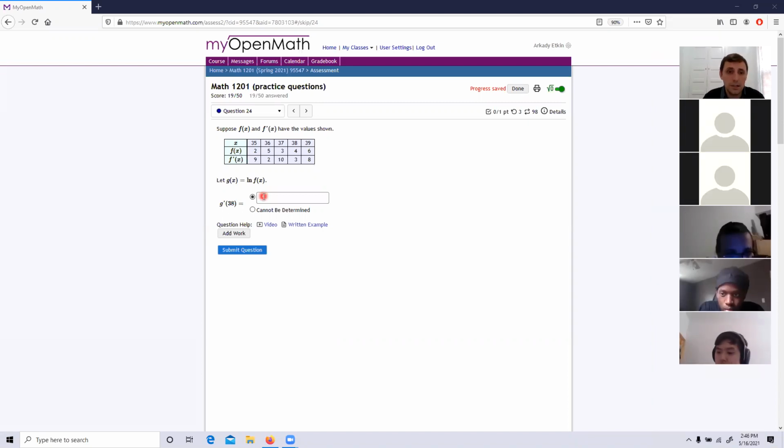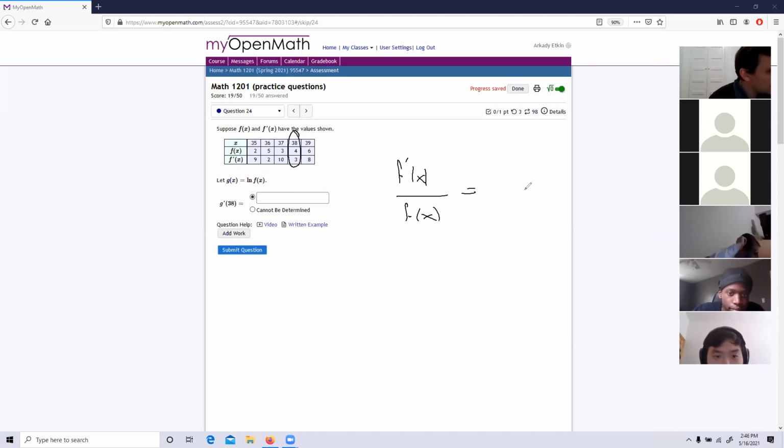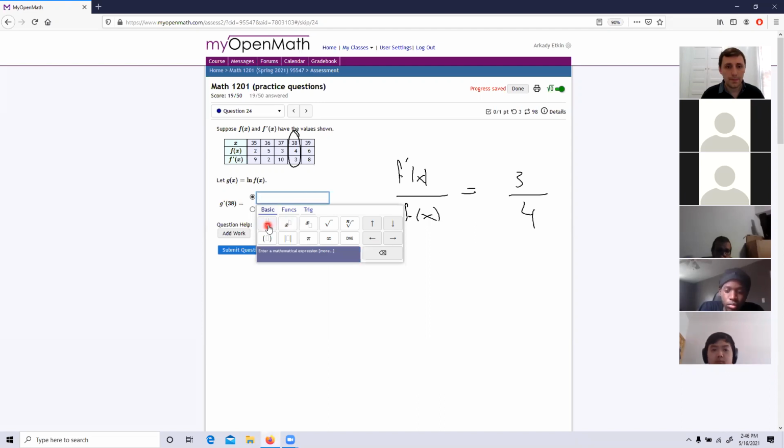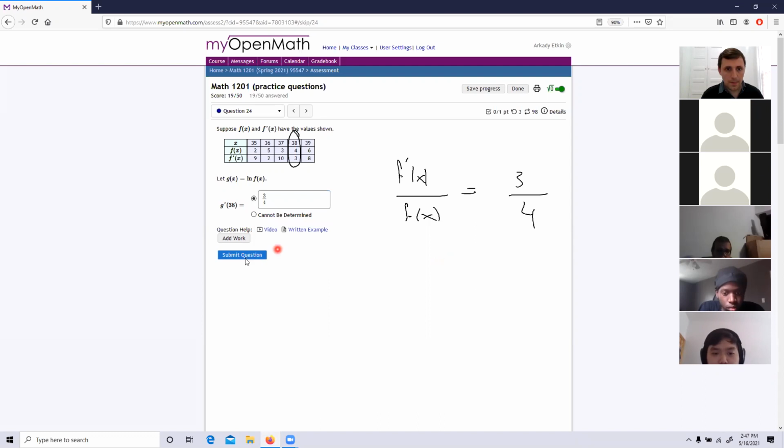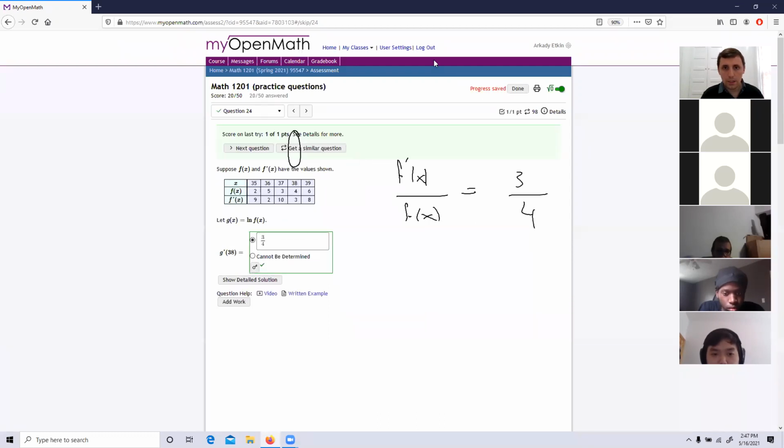So what's the answer here? Derivative of, we already did this type of question. You see f prime, so this is simply f prime x over f x. And we're interested at 38, so we are interested here. So on the bottom it's 4 and on the top is 3, so it's 3/4. We are done with this one.